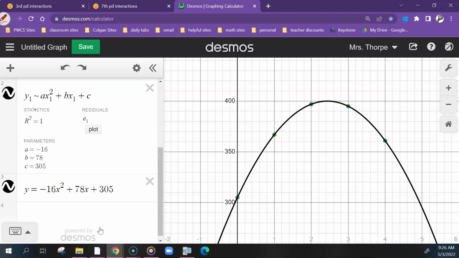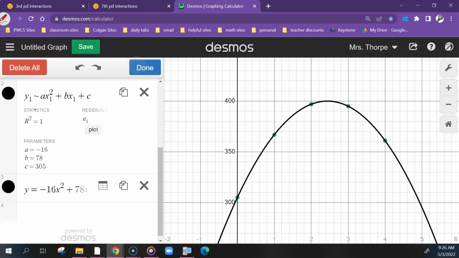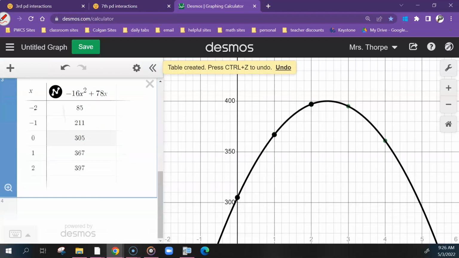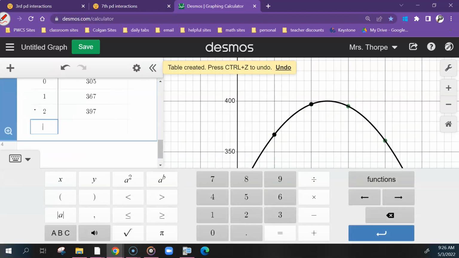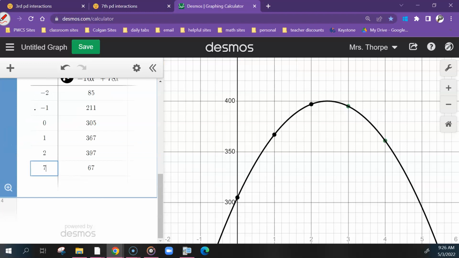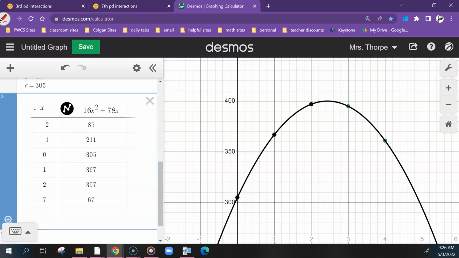So whatever numbers they give you, type in that equation. Go to the gear wheel. Hit table. And then in your x value, put 7, and it'll give you that answer.